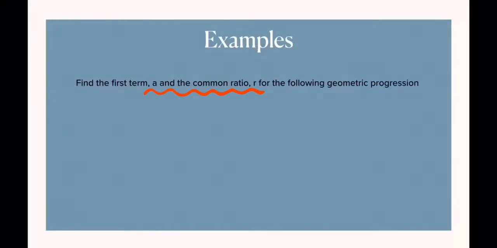These are examples of questions. First one, find the first term A and the common ratio R for the following geometric progression. From this sequence, we can identify the first term A, which is -3. To find the common ratio R, we need to divide the second term by the first term, and we will get -2 as the answer.